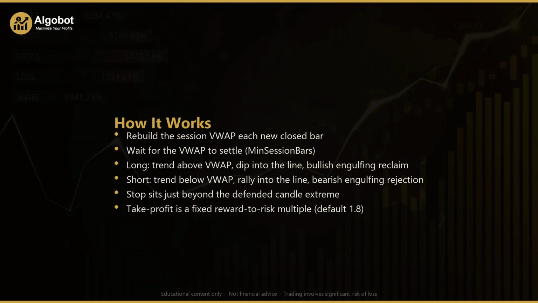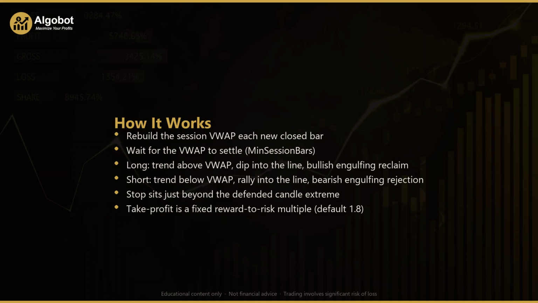The short setup is the exact mirror. The reference bar closed below the VWAP. The just closed bar rallied up to tag the line and then rejected it by closing back below, and that bar is a decisive bearish engulfing candle. When those conditions meet, the EA enters a sell.